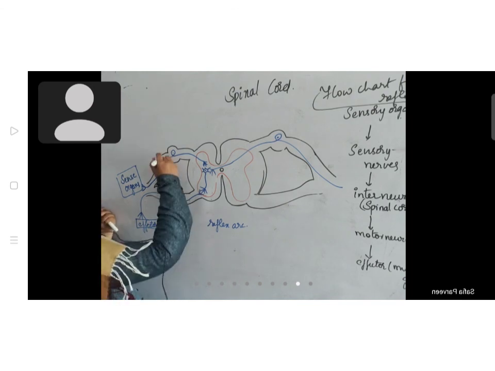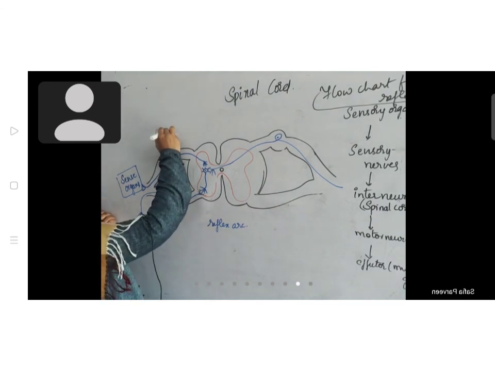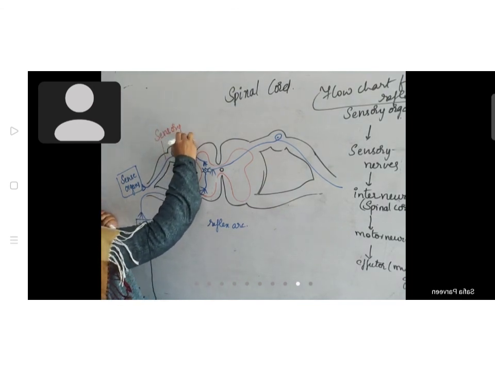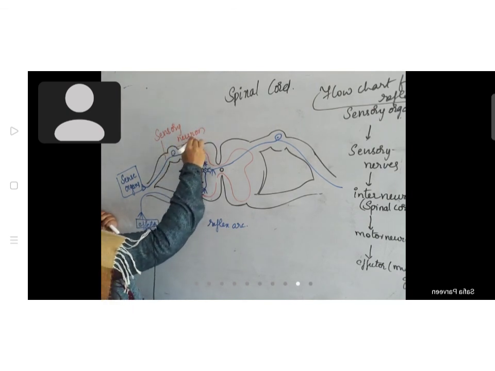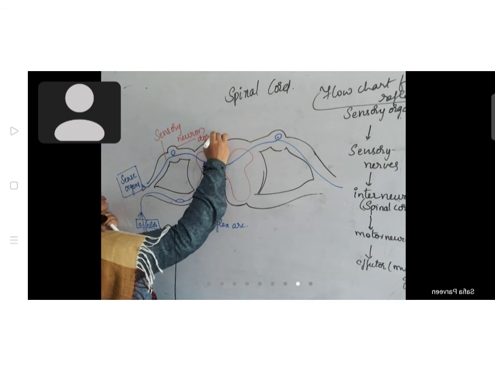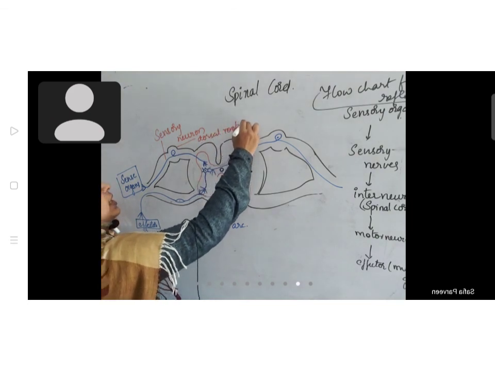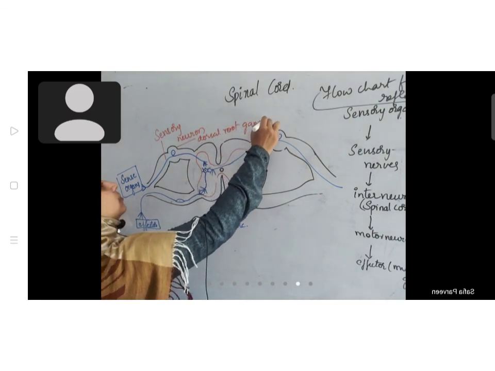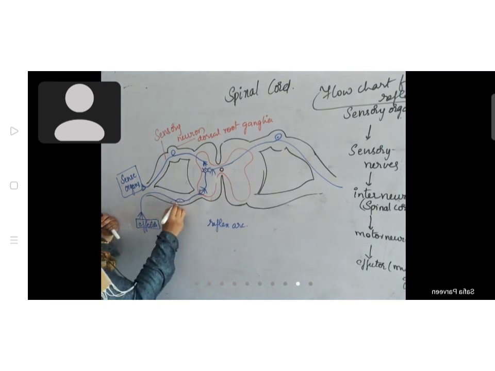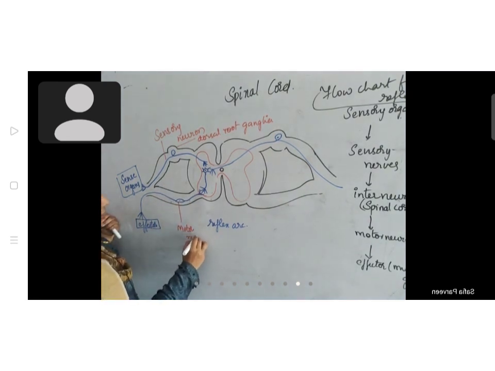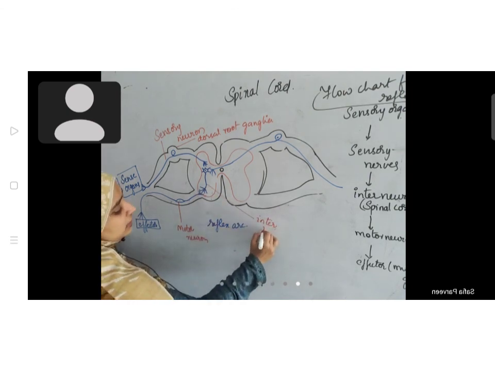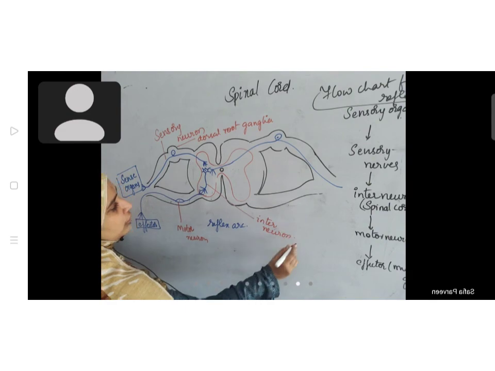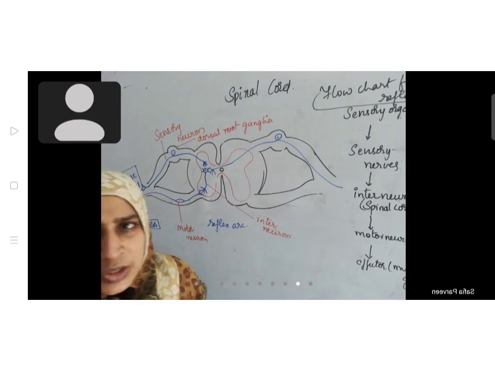So, this is our sensory neuron. Always the sensory neuron is present in the dorsal root and the cell body is present in the dorsal root ganglia. This is the motor neuron. And this one is the interneuron that is present in the spinal cord. So that is about today's topic, children.